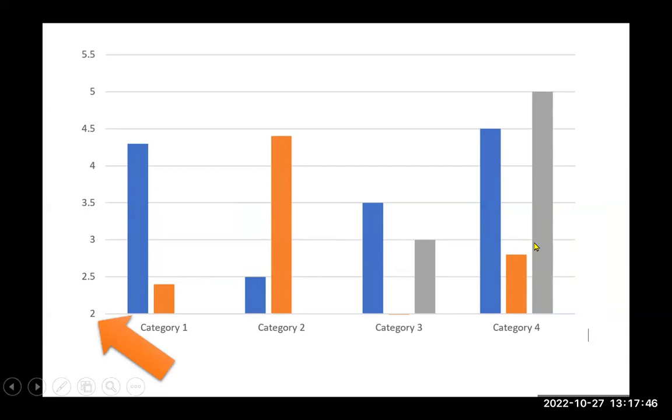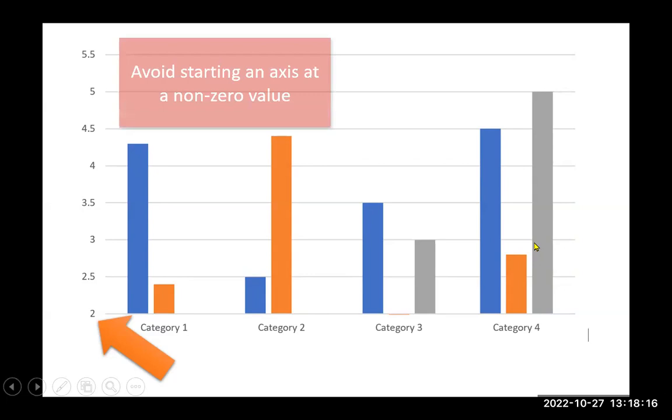It starts at 2. Yes, it should start at 0. Very, very good. This is an important rule because a non-zero axis exaggerates the differences between the bars. If you're trying to exaggerate the differences between bars by using a non-zero axis, many peer reviewers will object to that. Sometimes you can break these rules, but most of the time it will not pass.